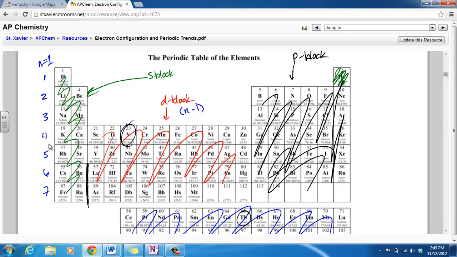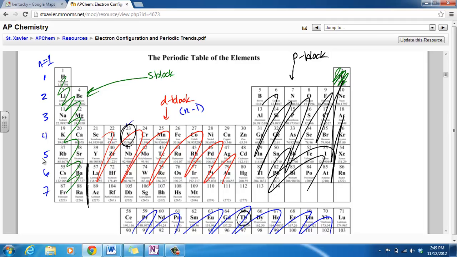But what does happen is because we're filling up a higher n number shell, those n number shells are further away from the nucleus. So just from that fact alone, the fact that we're filling up a higher number shell means that those outer electrons are going to be further away from the nucleus and the atomic size will increase going down a group.